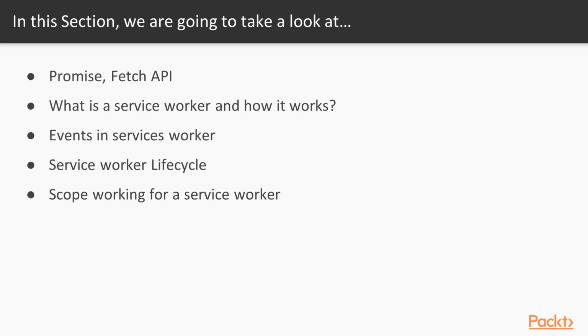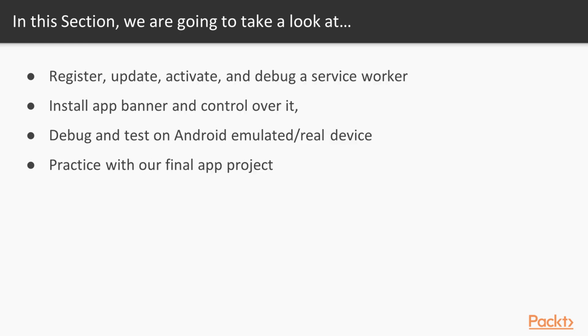Then after that, we are ready to talk about what is a Service Worker and how it works and the different events in a Service Worker. A lifecycle in a Service Worker and a scope is super important to understand. Then we are going to take a look at them. Then after that, we are jumping to our code editor and try to write some code and register and activate our Service Worker and listen to different events. We are going to also debug our Service Worker in Chrome DevTools.